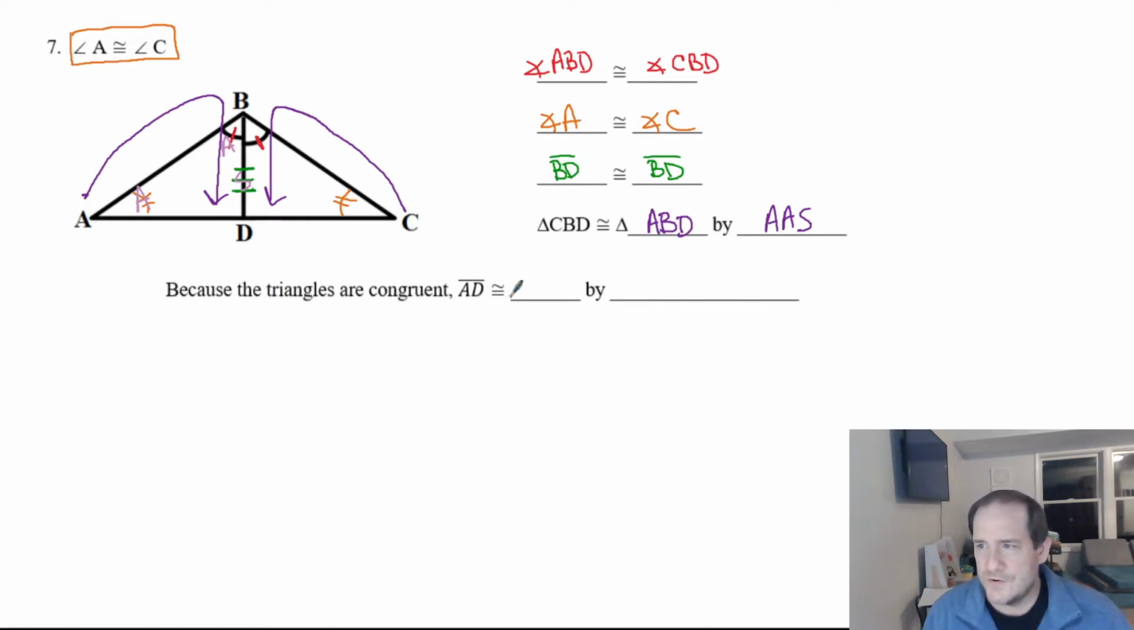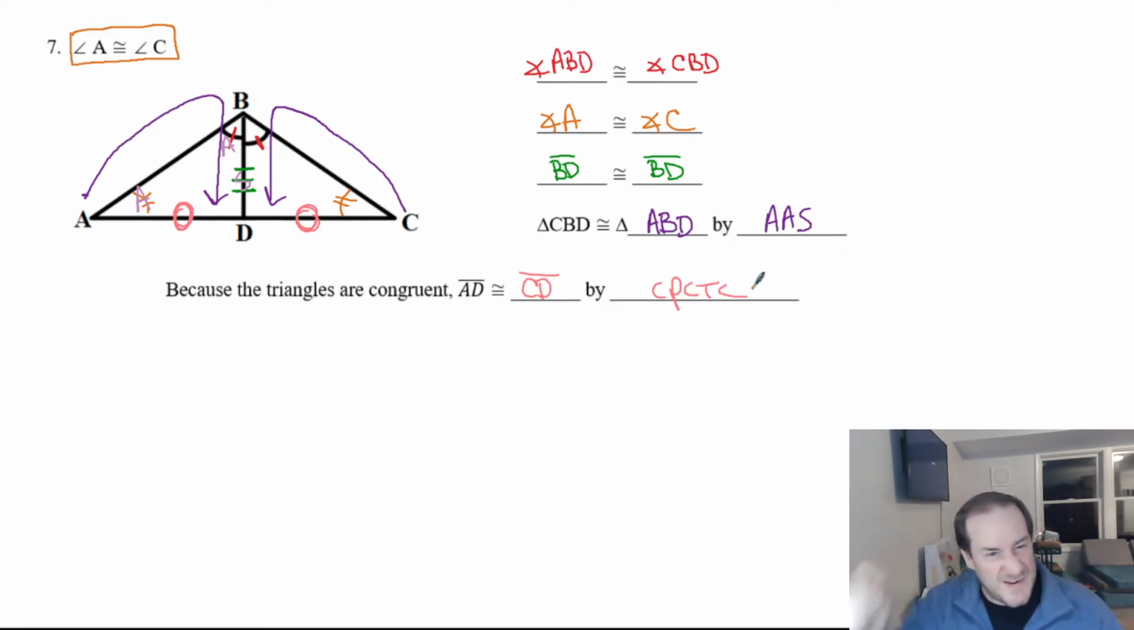Now it's saying who's congruent to AD. And again, you just find AD. It's this guy here. So AD corresponds to CD, this other part over here. So we can say AD is congruent to CD by CPCTC.